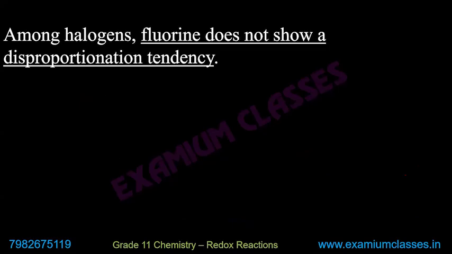Among halogens, fluorine does not show a disproportionation tendency because it can have only 0 and -1 oxidation states. In its elemental form, it is 0, and in all its compounds, it has oxidation state -1, no exceptions. So fluorine will never show a disproportionation reaction. If you get a question related to that, you can strike off fluorine. If disproportionation reactions are asked, that one you will not consider.